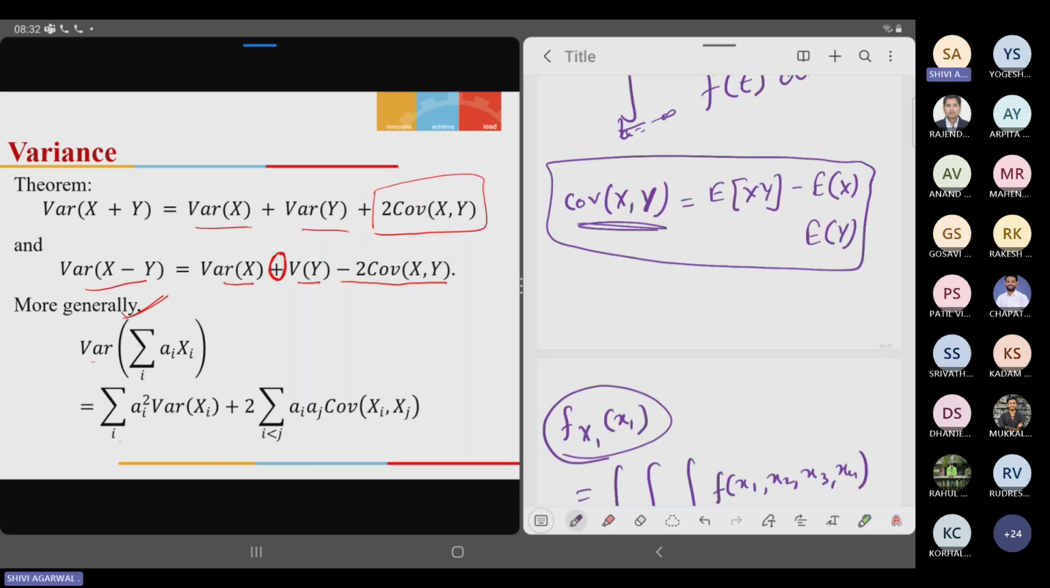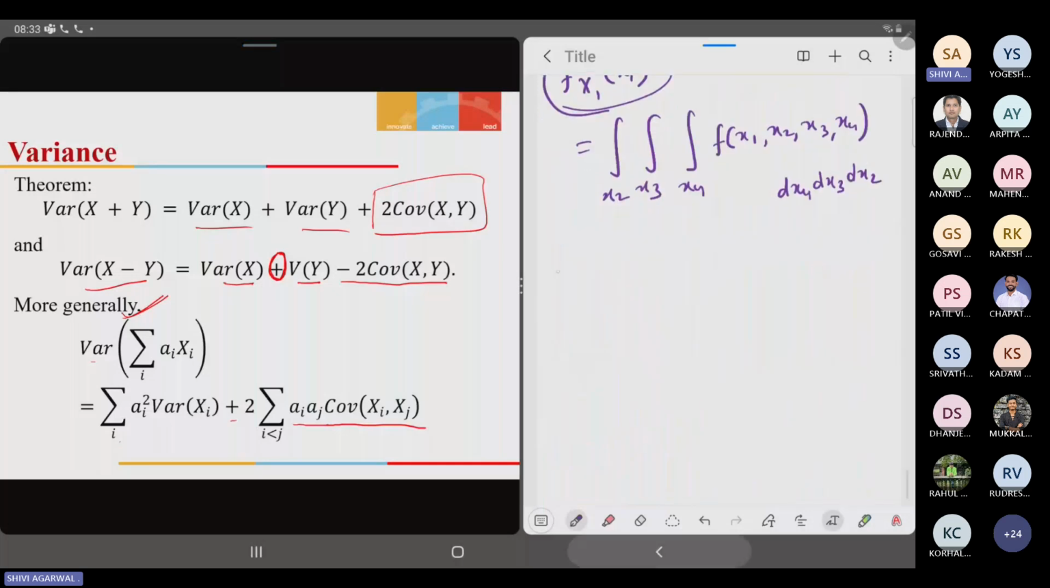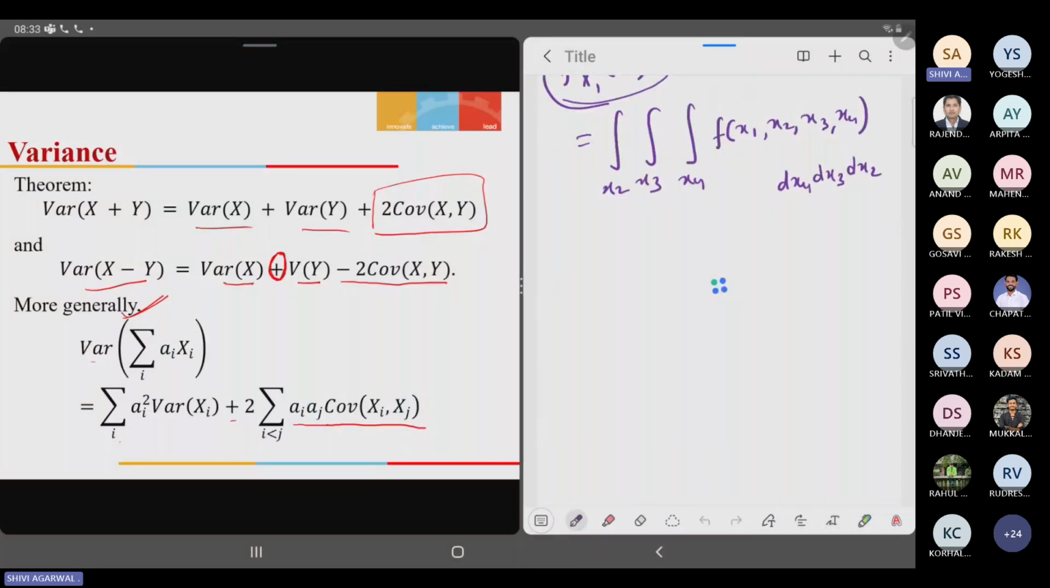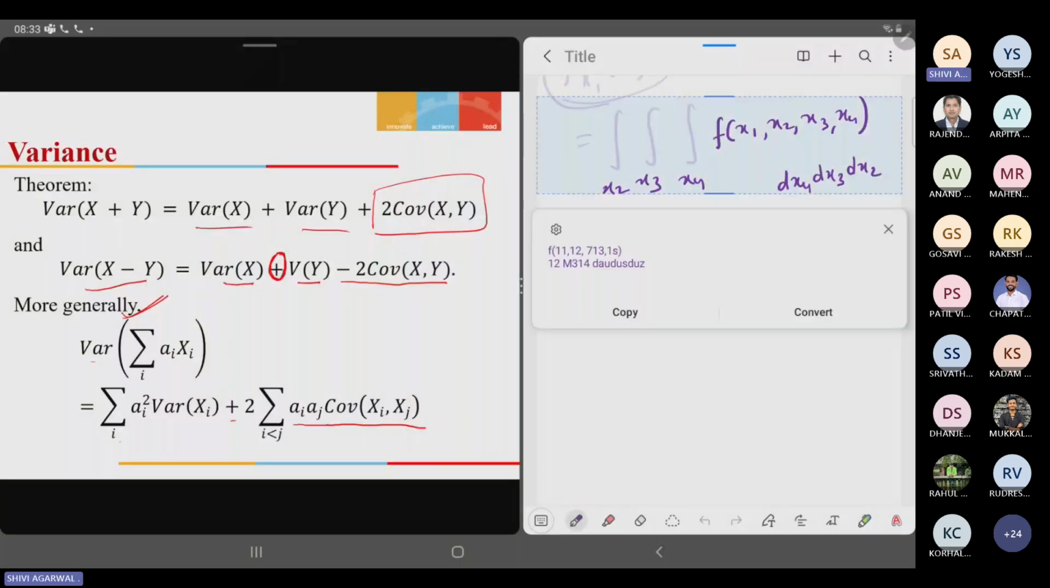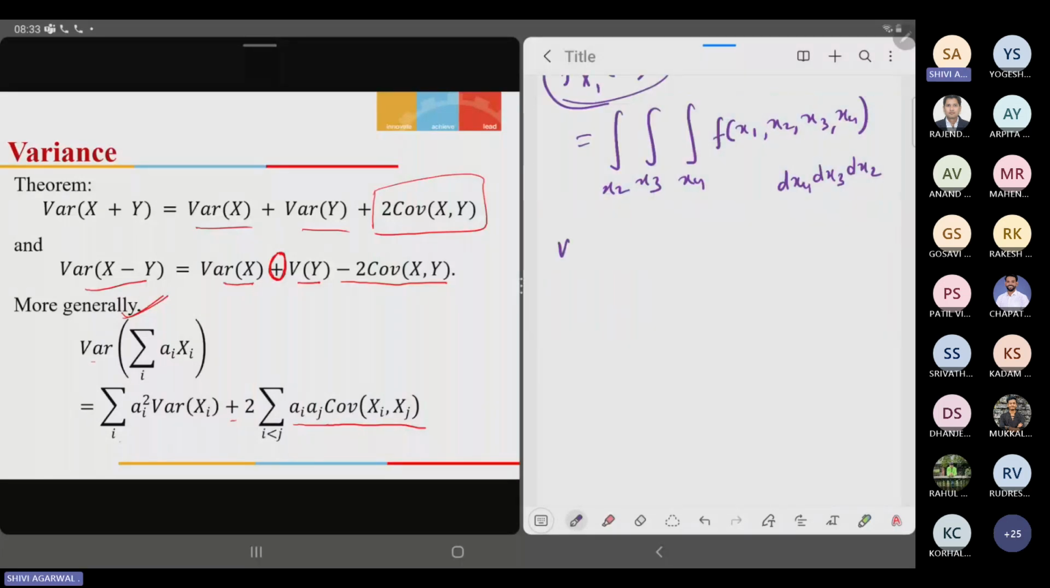So it will become 2 times the summation of ai aj covariance of xi xj. For example, if we are talking about the variance of, let us suppose, a1 x1 plus a2 x2 plus a3 x3. For example, we are doing like this.